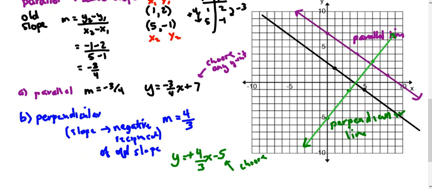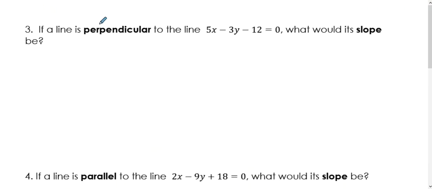That's it. So parallel, same slope; perpendicular, negative reciprocal. That's it. All right. So some really short questions here, and this is going to build on to new learning as we move forward. If a line is perpendicular to this line, what would be its slope?